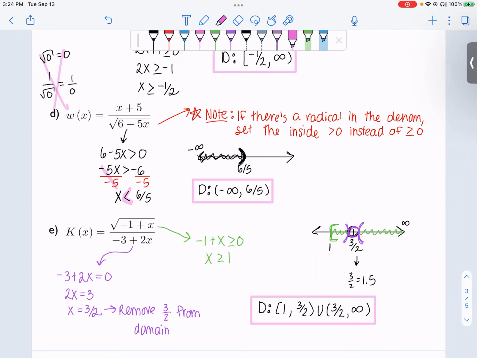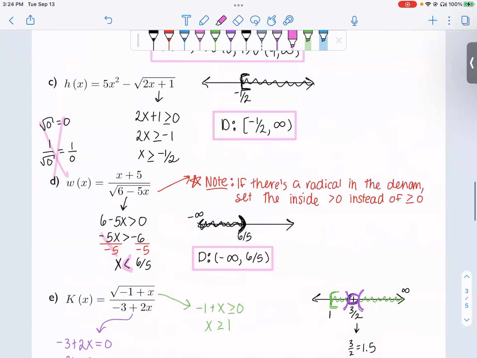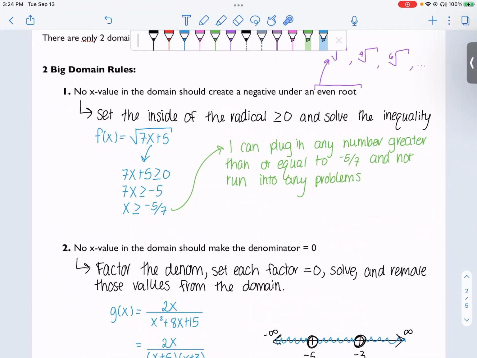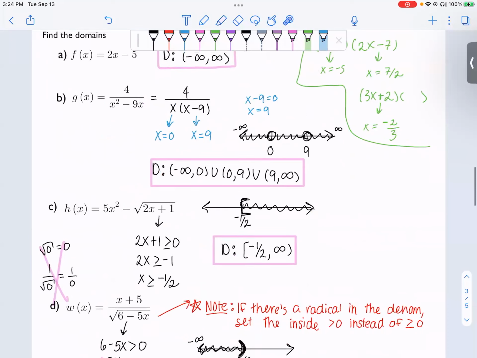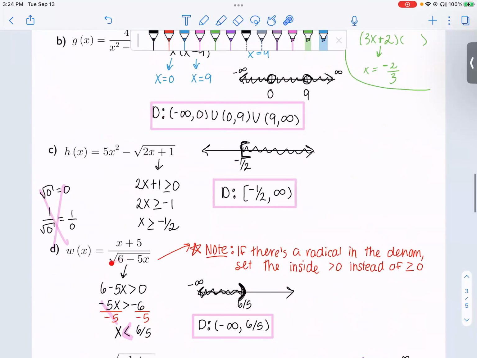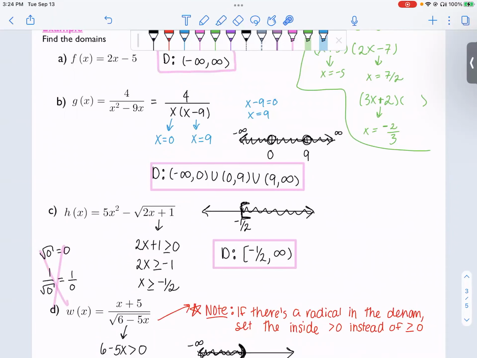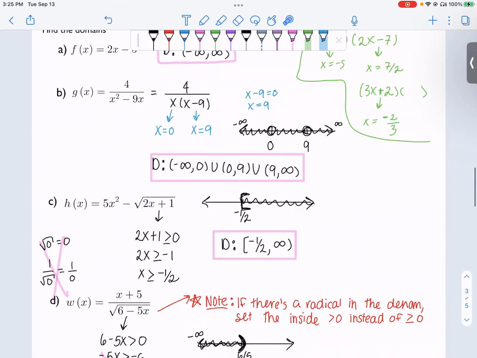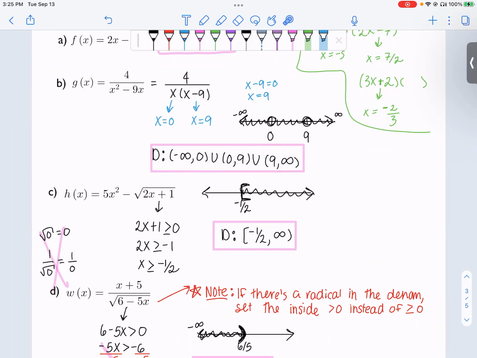So that covers our big domain rules. Again, big idea. We're looking for radicals, even roots, and setting the inside greater than or equal to 0, unless the radical is in a denominator. If the radical is in a denominator, we're setting it strictly greater than 0. That's the first thing we're looking for. The second thing is we're looking for values to exclude because they make a denominator 0. To do that, we're just factoring the denominator and finding out what values would make the denominator 0, plucking those numbers out of the number line, and the rest is the domain.